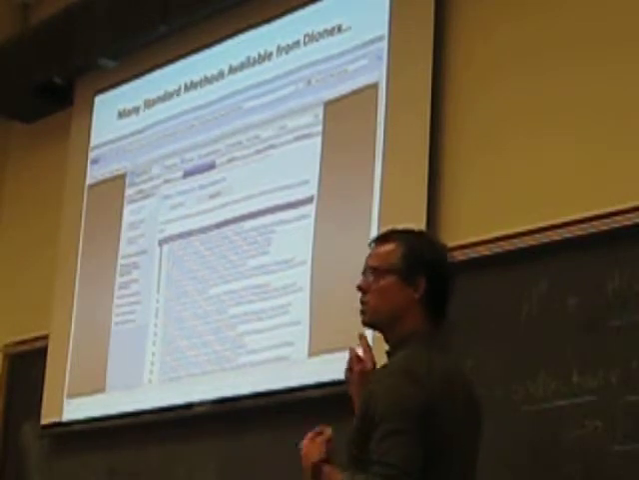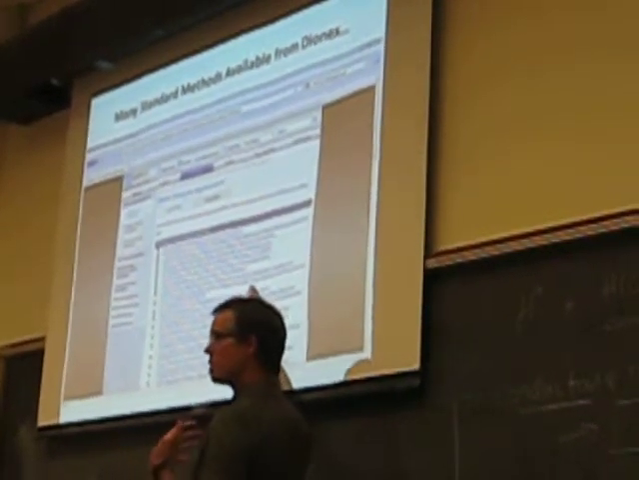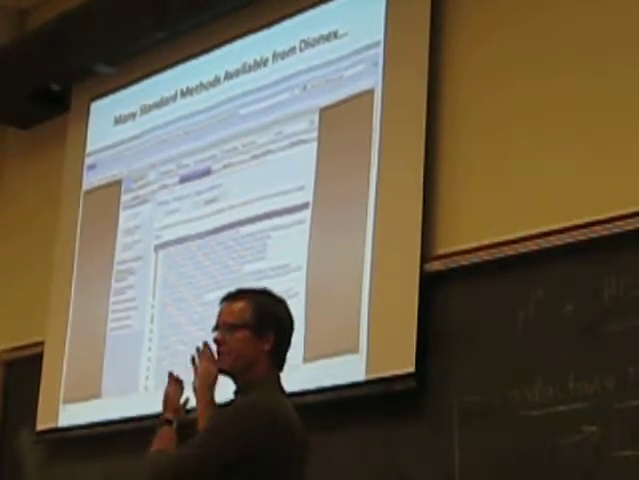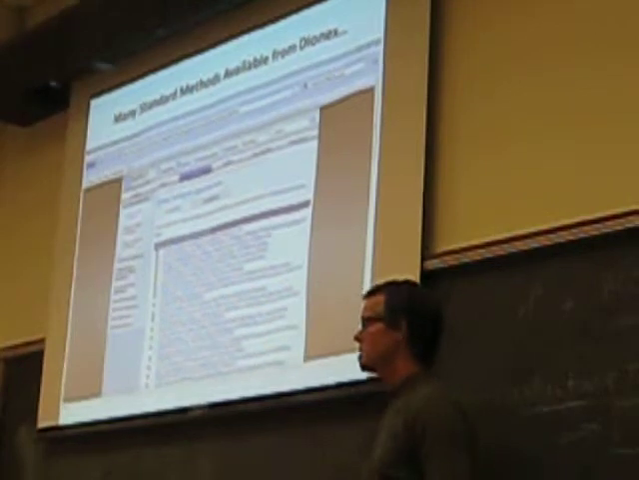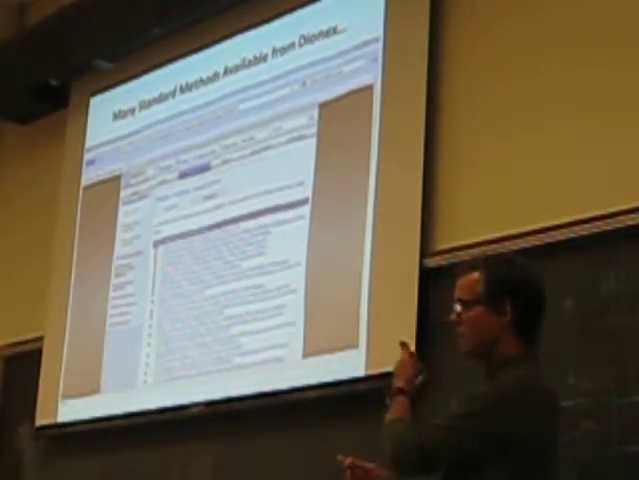And the advantage, of course, it's a two-way street. The advantage is that they're doing a lot of the R&D for us in the industry, and of course all these methods are based on Dionex columns. And so we buy their column.